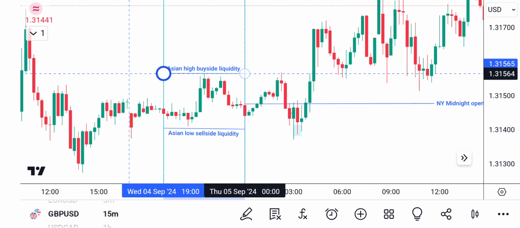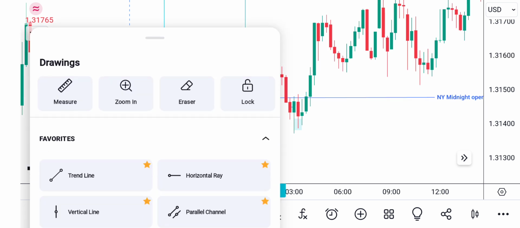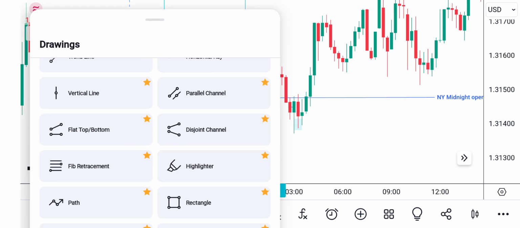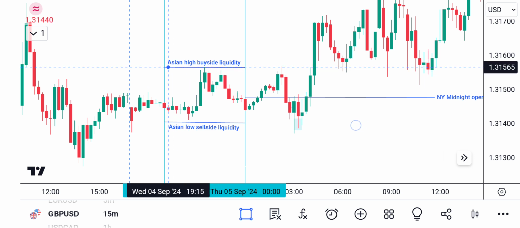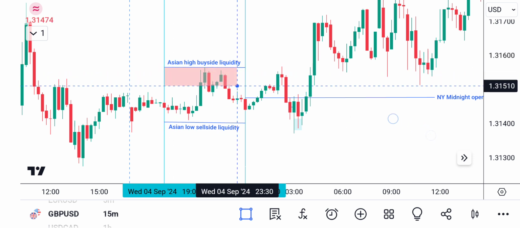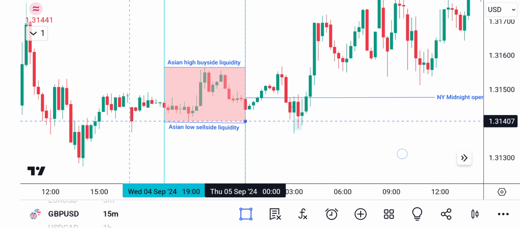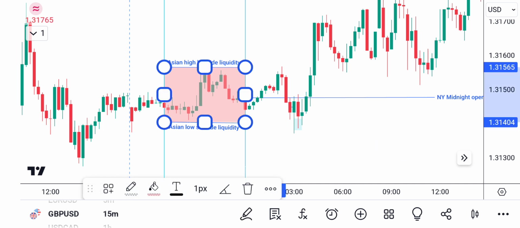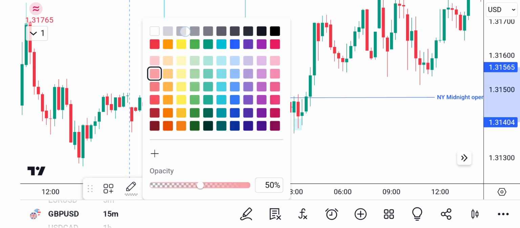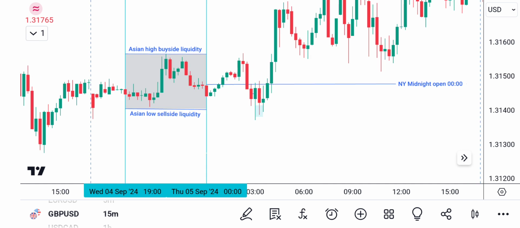So this is your Asian range here. If you like, you can color it. You can put a box around it so that it will guide you very well like this. You can change the color if you want to. Let's use gray, something like this. So this actually defines our Asian range.